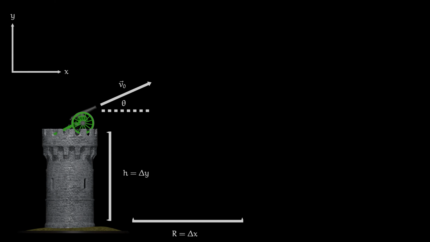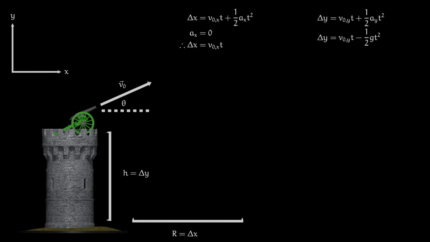Starting with some kinematic equations, knowing that there is no acceleration in the x direction, we find delta x is equal to v0x times t. For the y direction, since we've chosen our y coordinate to be up, gravity becomes negative since it is pointing down towards the Earth. We find delta y is equal to v0y times t minus 1/2 g times t squared.